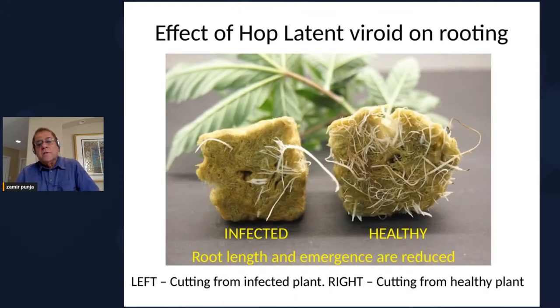If you look at the roots here in Rocco, again on the left is infected, on the right is healthy, and you can see the root system has been reduced considerably. And we don't know why yet, but these genes that I talked about earlier that are turned off as a result of virus and viroid infection are probably having an effect on rooting. And that's not a good thing, obviously, because your plants are not going to get well established from the get-go.